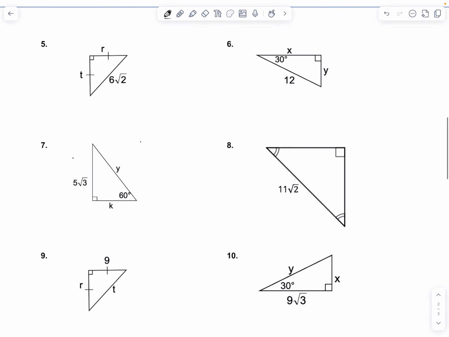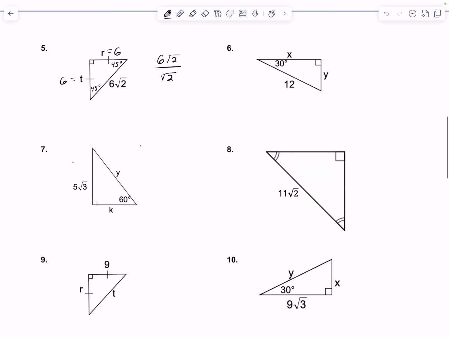All right, so keep going here. They're telling us in number 5 that these side lengths are the same, this isosceles right triangle. So we know that these have to be 45 degrees if they're going to be the same length. And they're giving us the hypotenuse. So to find the smaller sides, I'm going to take the hypotenuse and divide by that square root of 2. You'll notice it crosses out again. So R is 6 and T is also 6.